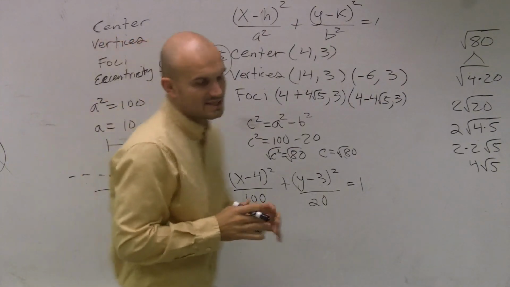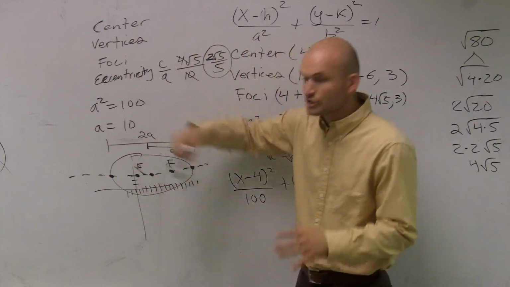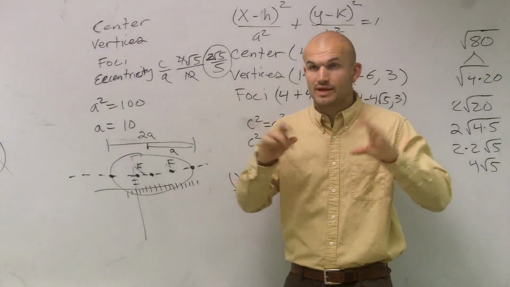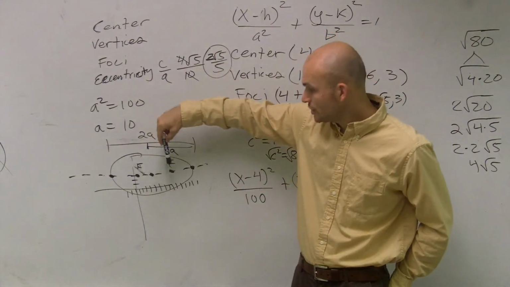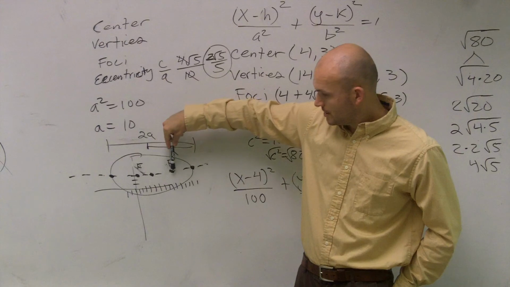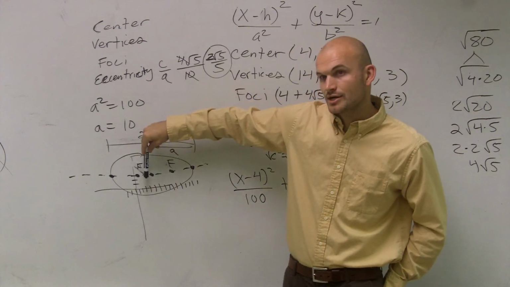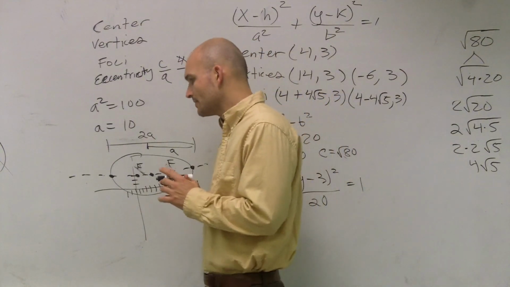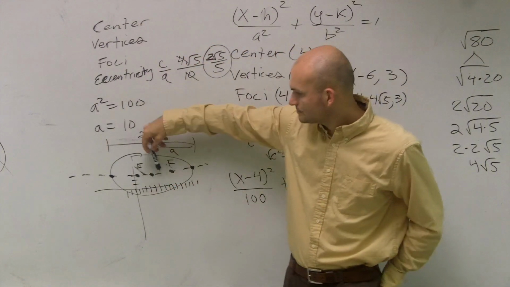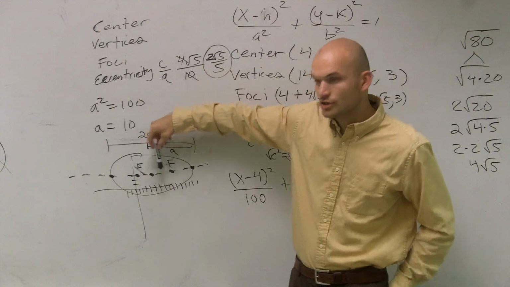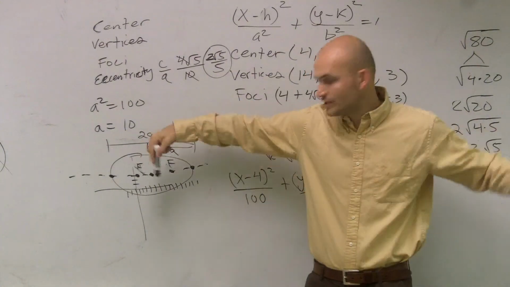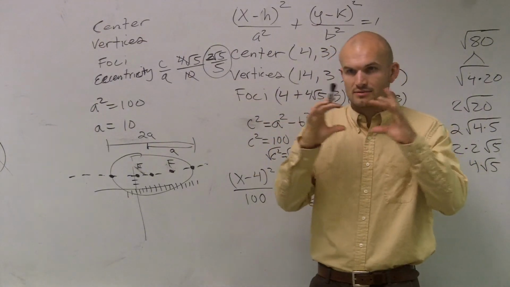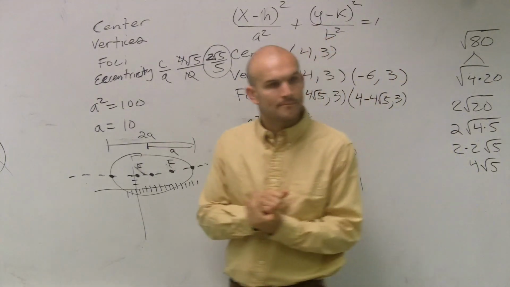The eccentricity tells you how much your graph looks like a circle or like a really skinny oval. It's the ratio of where your foci are between your vertices and your center. The closer your eccentricity is to 0, the more it's going to look like a circle. And the farther it gets out, the closer it is to 1, the more it looks like an oval. That's just about it.